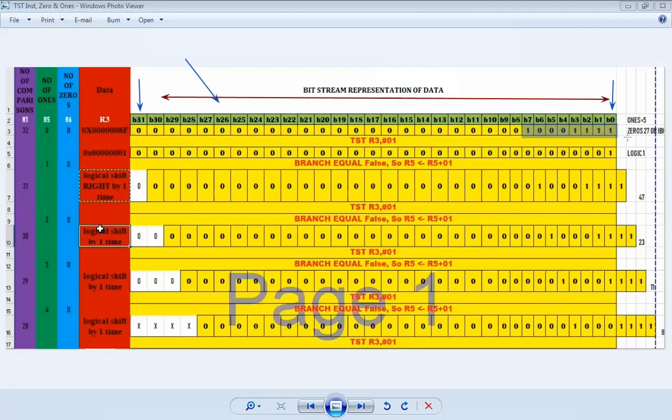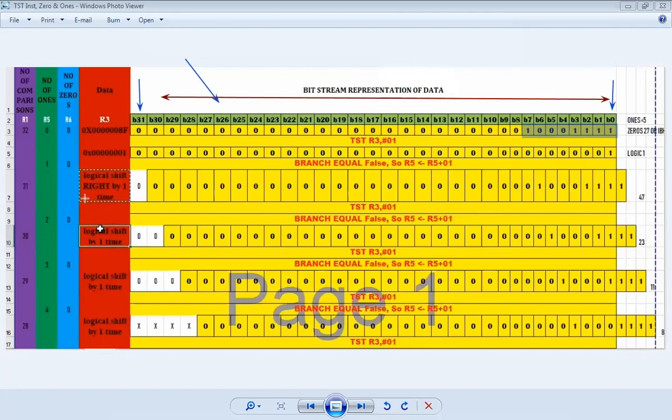Then using the last bit, that is the LSB, B0, I will get to know if it is odd or even. Because this is 1, if you remember 8421, if this bit goes high, then using TST R3, 01, I will get to know if it's odd or even.